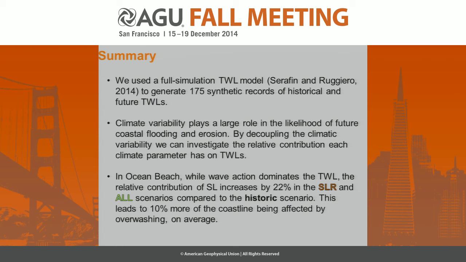And so in summary, we used this full simulation total water level model. We generated many different synthetic time series for these historical and future climate scenarios. We know that this climate variability plays a large role in future coastal flooding. So if we pull this apart, maybe we can understand the drivers of these events a little bit more. And then here in Ocean Beach, while the wave action dominates the total water level, the sea level rise really increases by 22% in this relative contribution, and this leads to 10% more of the coastline being affected by overwashing on average.